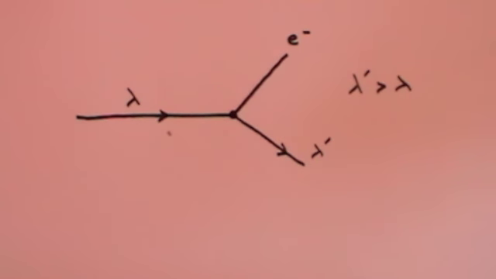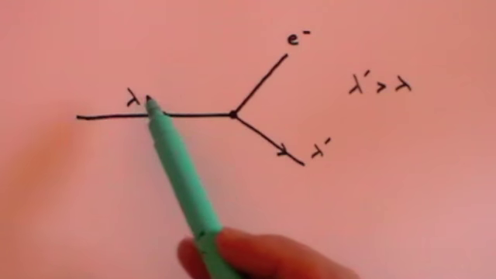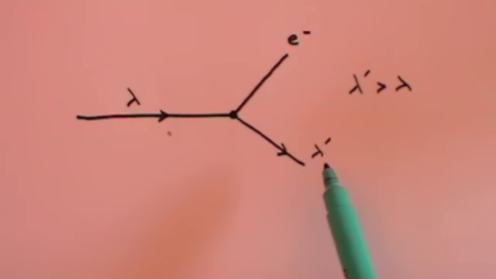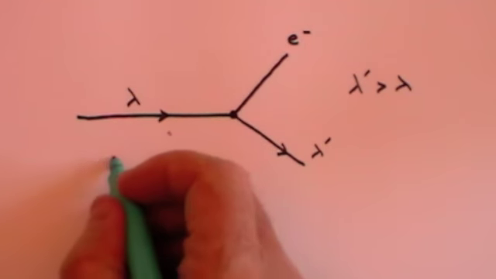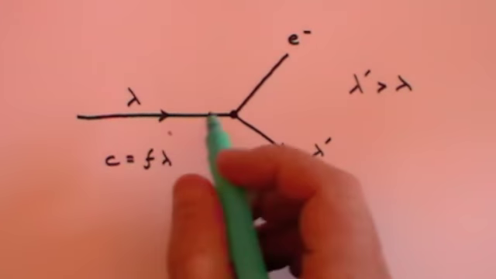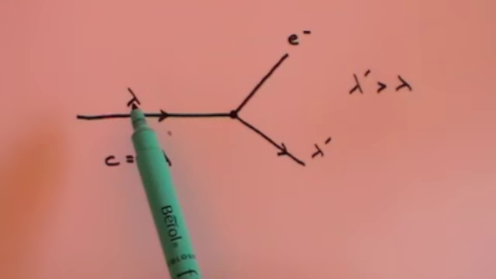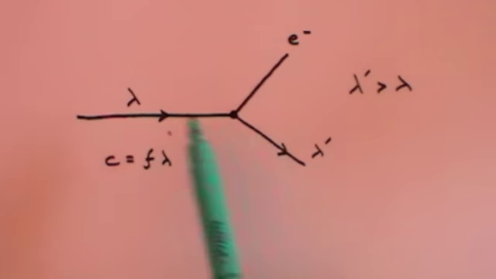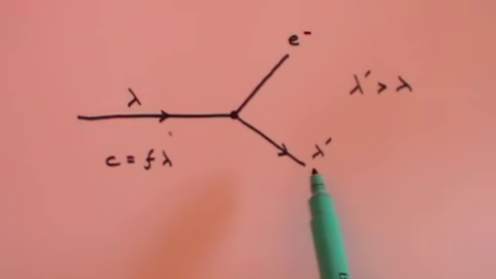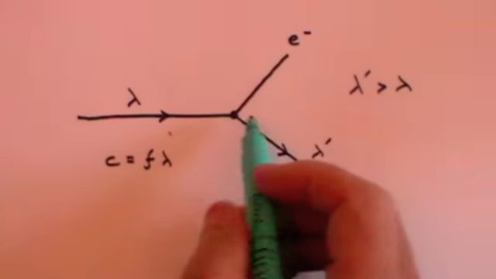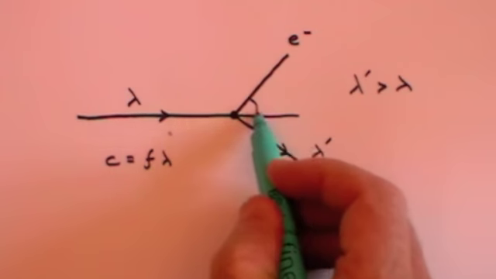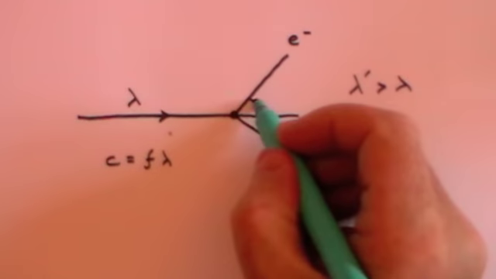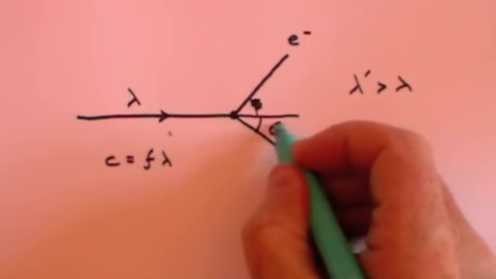In the example I used earlier in the video, I put frequencies here. Of course, frequency and wavelength are simply related by the speed of light: c equals f times lambda. So since we said that the frequency decreases after the Compton scattering, obviously the wavelength will increase. The angle here is theta.